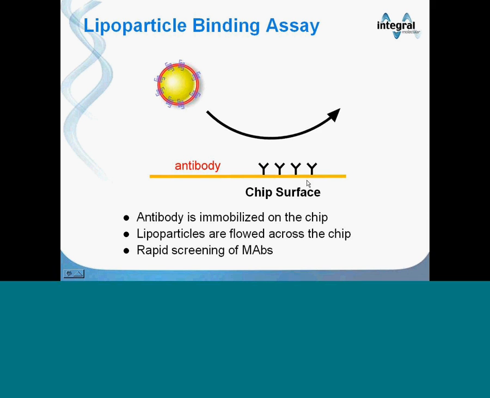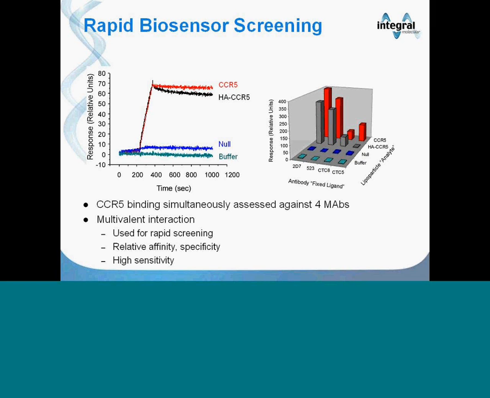Then we flowed lipoparticles across this antibody surface, either our control negative lipoparticles, our null lipoparticles, or lipoparticles containing either HA-CCR5 or wild-type CCR5. And as you can see, wild-type CCR5 binds to all 4 antibodies, whereas the HA-CCR5 binds to 3 of the 4. It does not bind to CTC8 because the epitope for CTC8 is in the N-terminus of the protein, and the HA tag blocks that epitope.